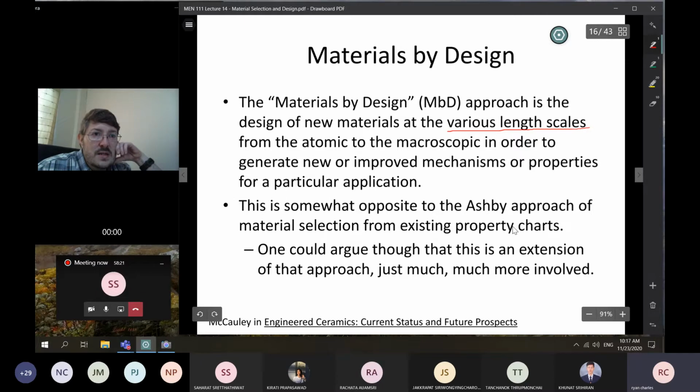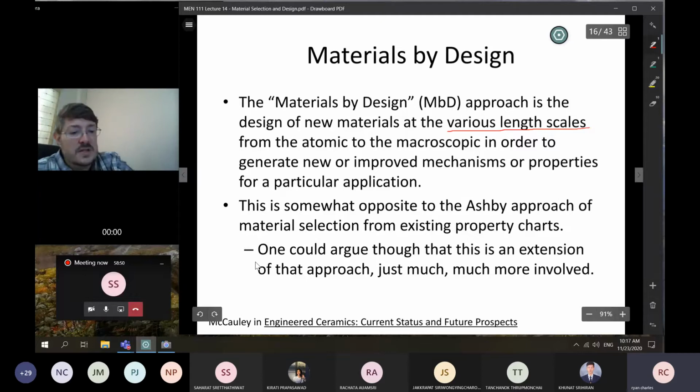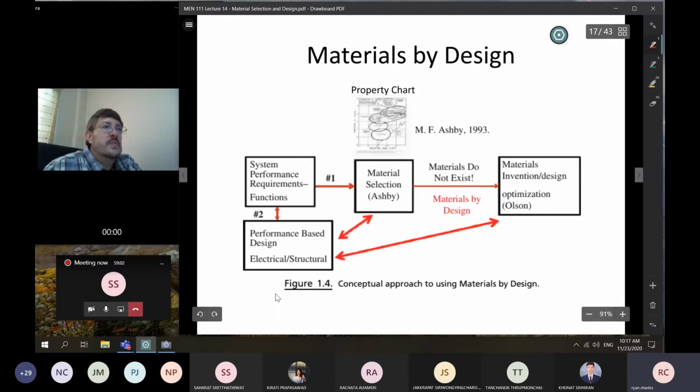This is a little bit opposite to the Ashby approach of material selection from existing property charts. With Ashby, we have these materials, they exist commercially perhaps, we pick the one we want or the closest best thing, and we go with that. This says, let's just design exactly what we want and make that. This gets into materials philosophy, if there is such a thing. So this is from Macaulay, engineered ceramics. This is my old boss at the Army, who was arguing for this for decades.